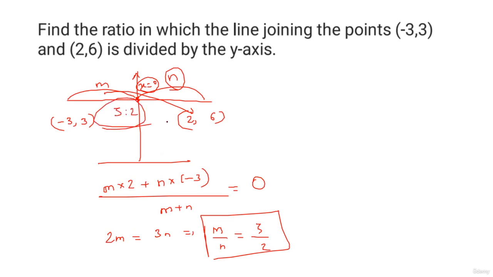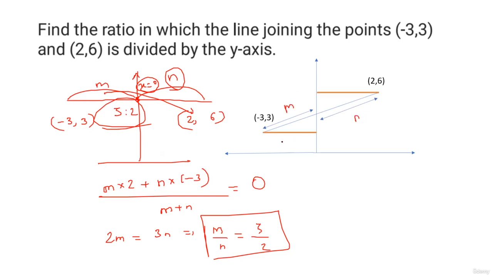Let's look at a much simpler way to solve the same question. I've plotted the points (-3, 3) and (2, 6) and joined them with a line. This might be slightly advanced for the time being, but once we understand similarity of triangles, this is a breeze. I want to find this ratio m is to n. When I apply similarity of triangles, it is nothing but this ratio only, m is to n, because for similar triangles, the ratio of these two will be the same as the ratio of these two.